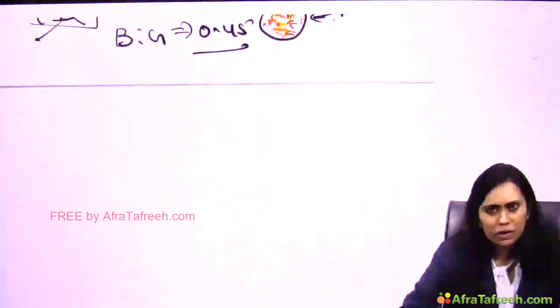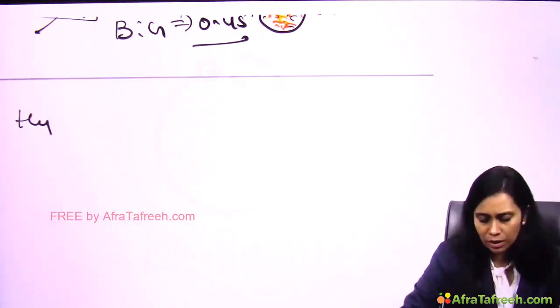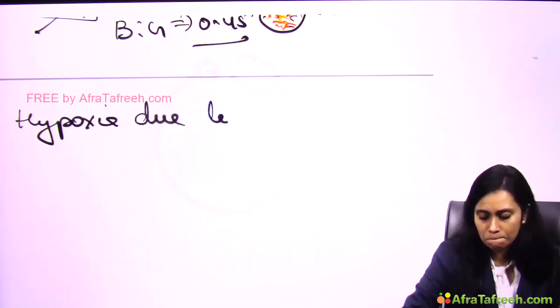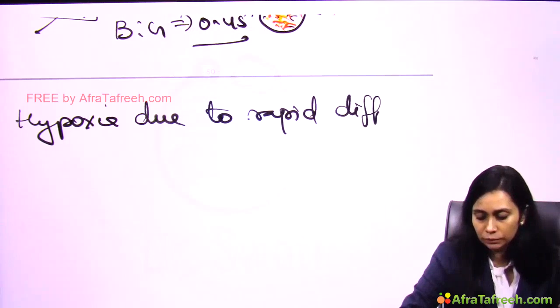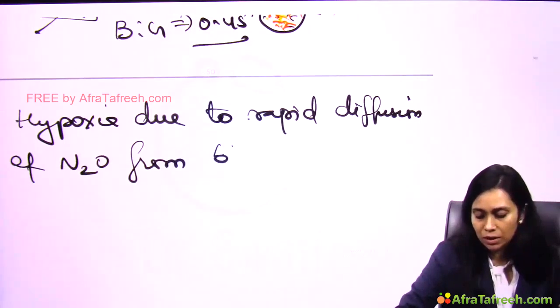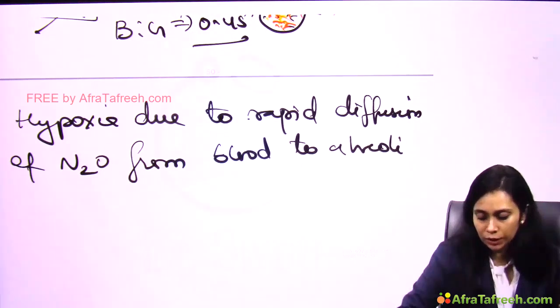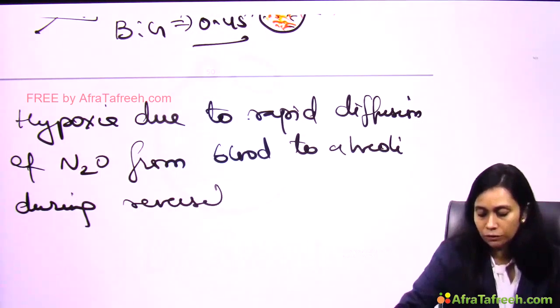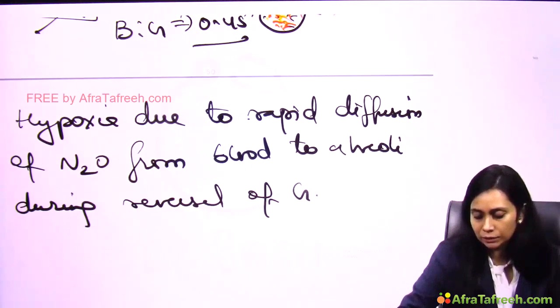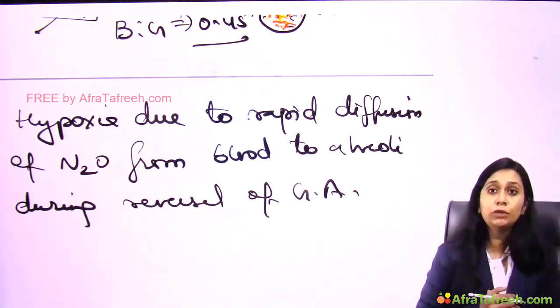Write it. What is diffusion hypoxia? Hypoxia due to rapid diffusion of nitrous oxide from blood to alveoli during reversal of general anesthesia. Got it? This is what is diffusion hypoxia.